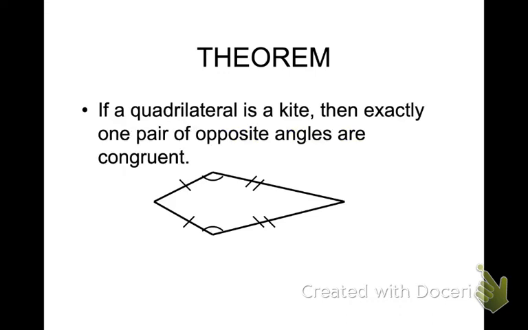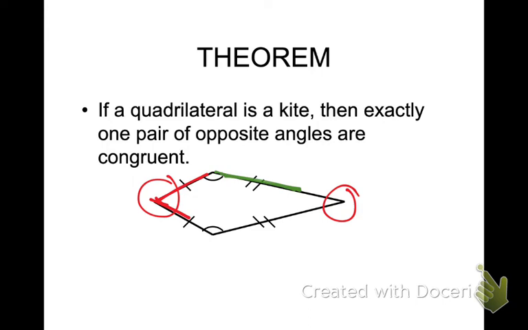If a quadrilateral is a kite, then exactly 1 pair of opposite angles will be congruent. And notice where those opposite angles are located. They are located in between the non-congruent sides. The angles occurring at the congruent sides, so here and over here, those won't be the same. So those won't be congruent. The only ones that will be congruent are those tops and those bottoms.